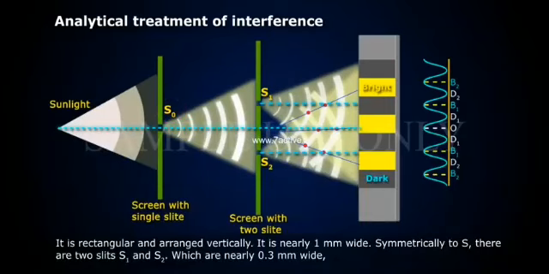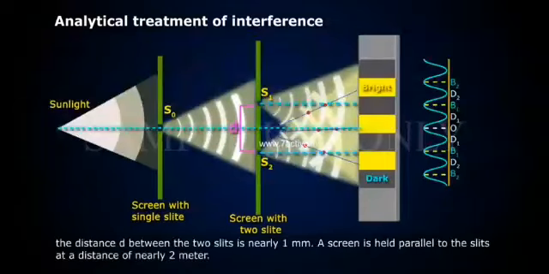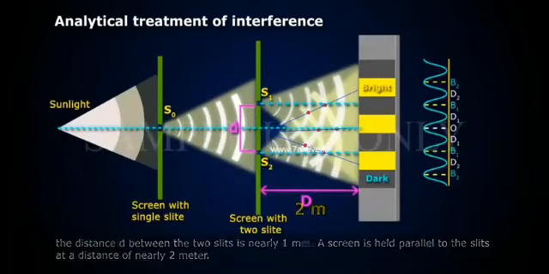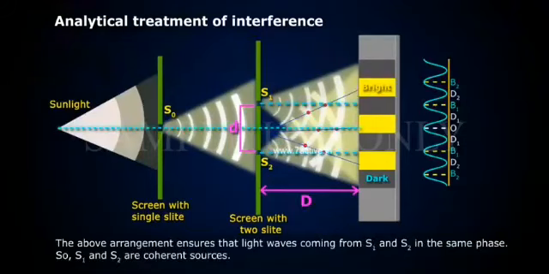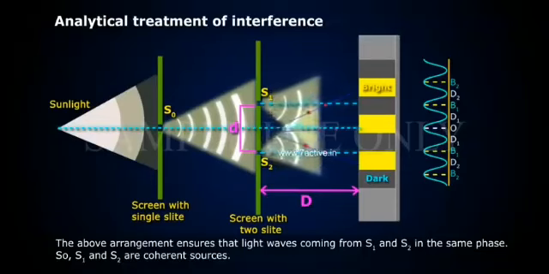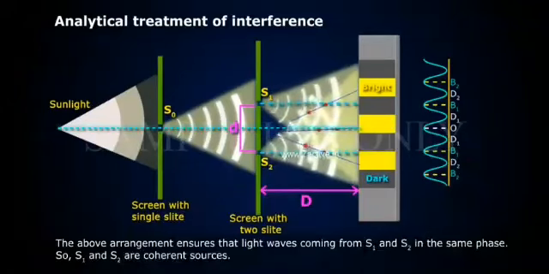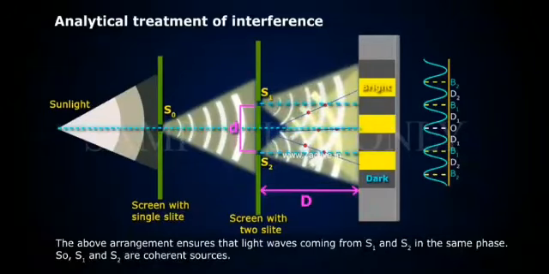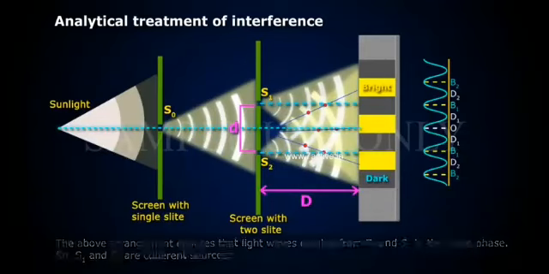Symmetrically to S, there are two slits, S1 and S2, which are nearly 0.3 mm wide. The distance d between the two slits is nearly 1 mm. A screen is held parallel to the slits at a distance of nearly 2 meters. The above arrangement ensures that light waves come from S1 and S2 in the same phase. So, S1 and S2 are coherent sources.